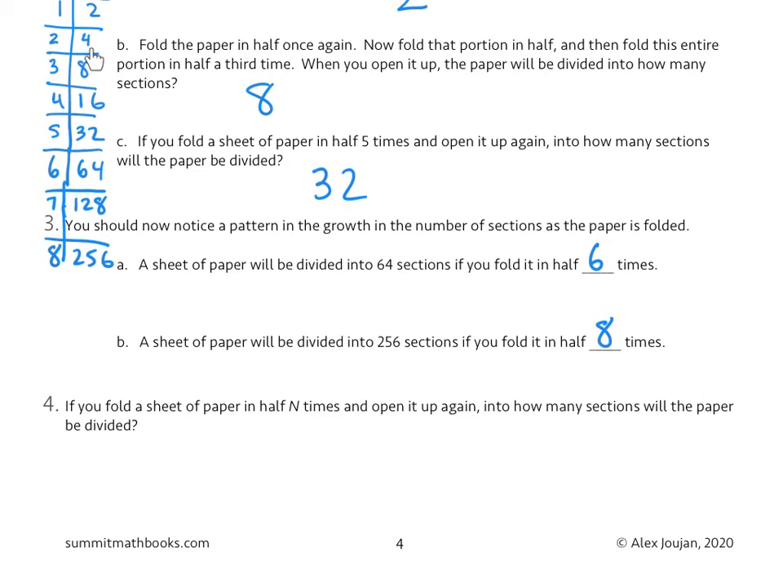Well, 2 to the second power is 4. 2 to the third power is 8. 2 times 2 times 2 is 8. 2 times 2 times 2 times 2, or 2 to the 4th power, is 16. So if there are n folds, we will have 2 to the n sections that the paper is divided into. And there you see we can use an exponent to show repeatedly multiplying by 2 in a condensed form.